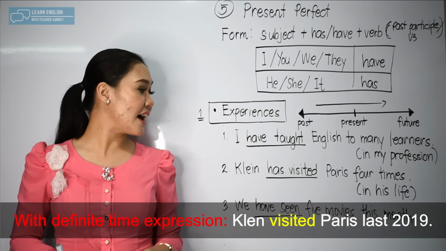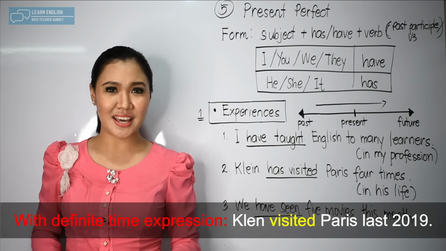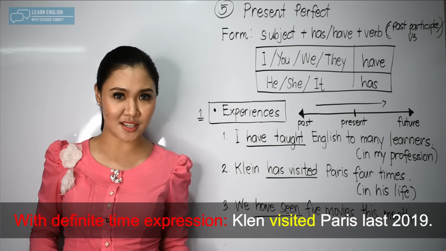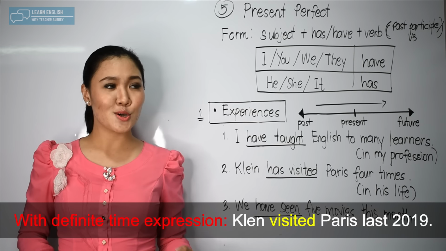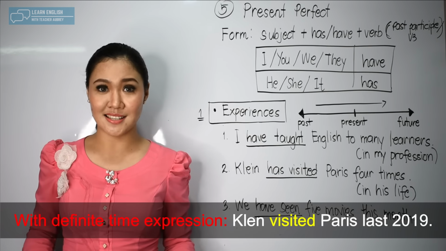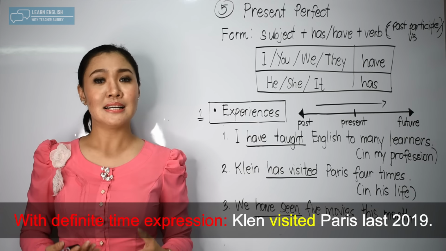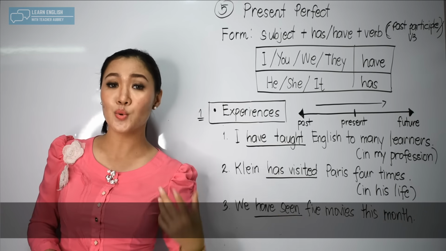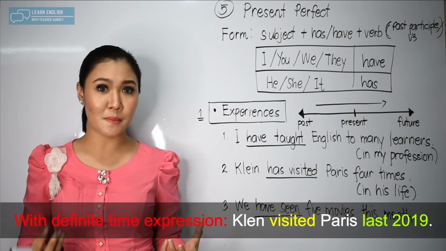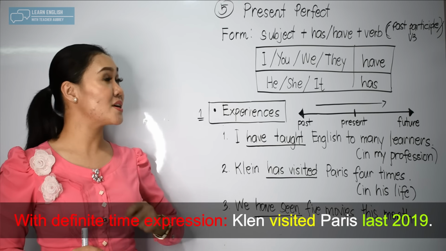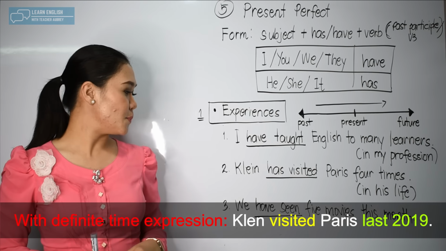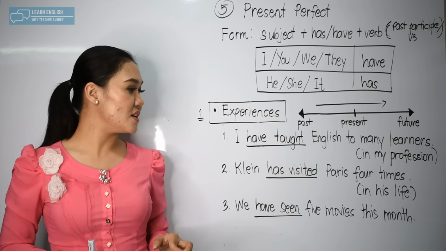Magiging Klein visited. Okay? Klein visited Paris last 2019. Nagbigay ng tiyak na time expression kung kailan nangyari yun, 2019. Kaya simple past yung gagamitin. Maling gamitan ng present perfect. O dito rin, we have seen 5 movies this month.